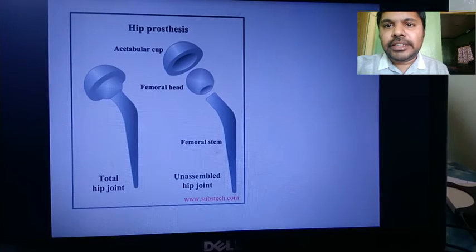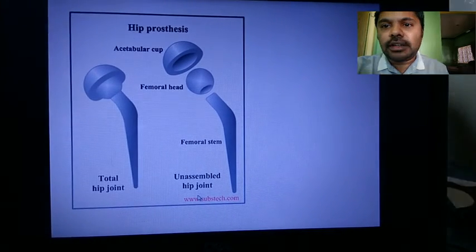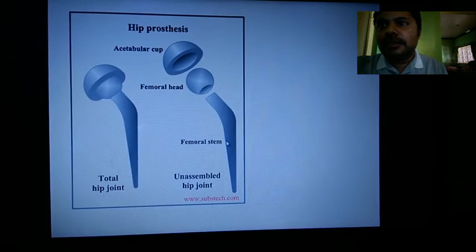This diagram explains the thigh bone and how the alpha alumina is used. Different parts where alpha alumina can be used as an implant are: acetabular cap, femoral head, femoral stem, unassembled hip joints, total hip joints, and so on. These are the different applications.